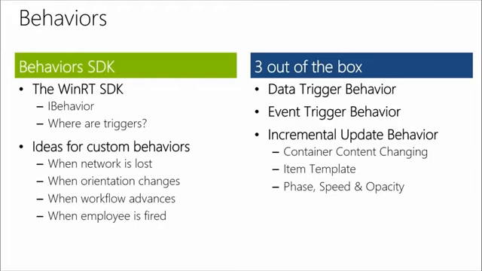The behavior is that thing that listens for something to occur. And so here you can see on the right, we have three that come right out of the box. We have this data trigger that's listening for something that implements INotifyPropertyChanged, and whenever that property changes a value to anything, then the behavior will fire. It won't do anything because that is where the action occurs. Another one we have is event trigger, which is probably the most common. A button is clicked, the user does something, and then that behavior fires, and then it invokes some sort of action. And then we have this incremental update behavior, which is really the oddball of the group. It doesn't really have anything to do with an action.